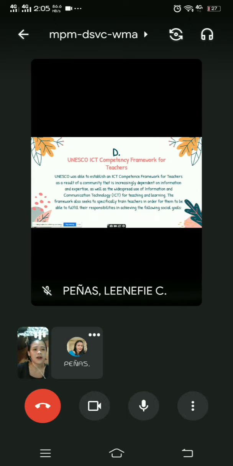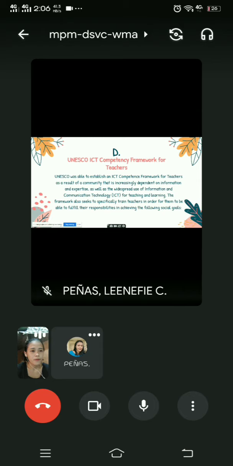So lastly is the UNESCO ICT competency framework for teachers. UNESCO was able to establish an ICT competence framework for teachers as a result of a community that is increasingly dependent on information and expertise as well as the widespread of information and communication technology for teaching and learning. We cannot deny that technology is rapidly spreading because all of us or some of us are dependent on technology in making our work and also for our studies.